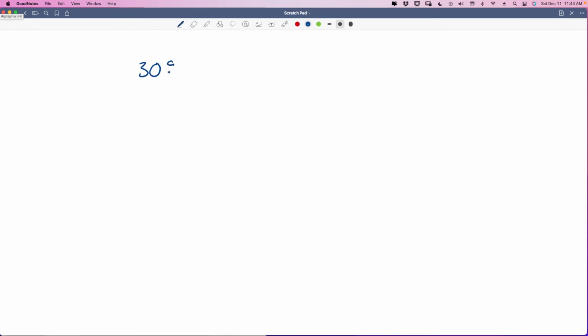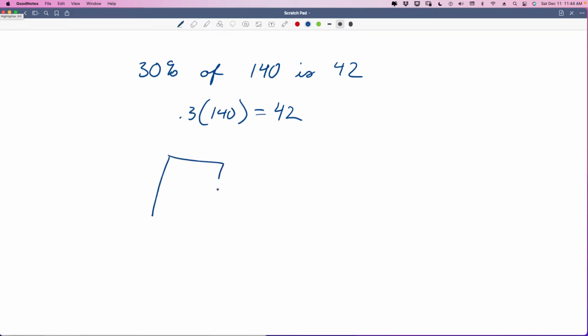30% of 140 is 42, right? So literally that would be 0.3 times 140 equals 42. That would be how we would write that. So what we would show here on this diagram would be that 140 is 100%.